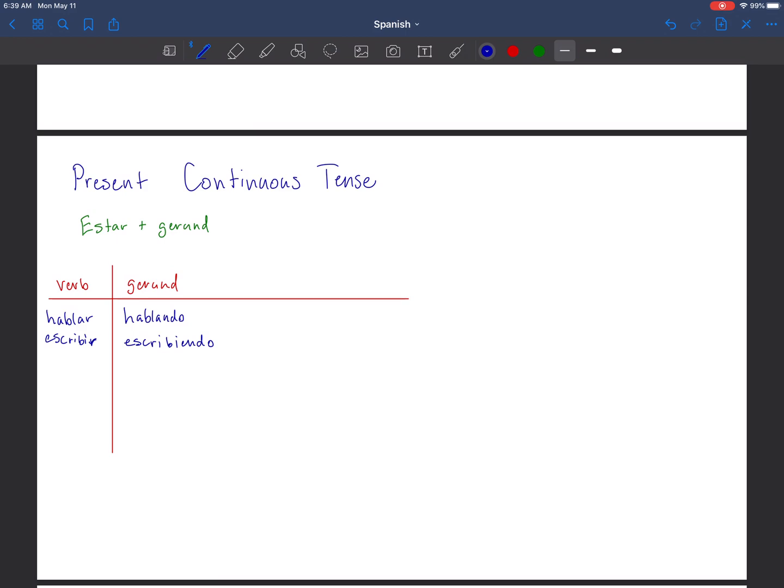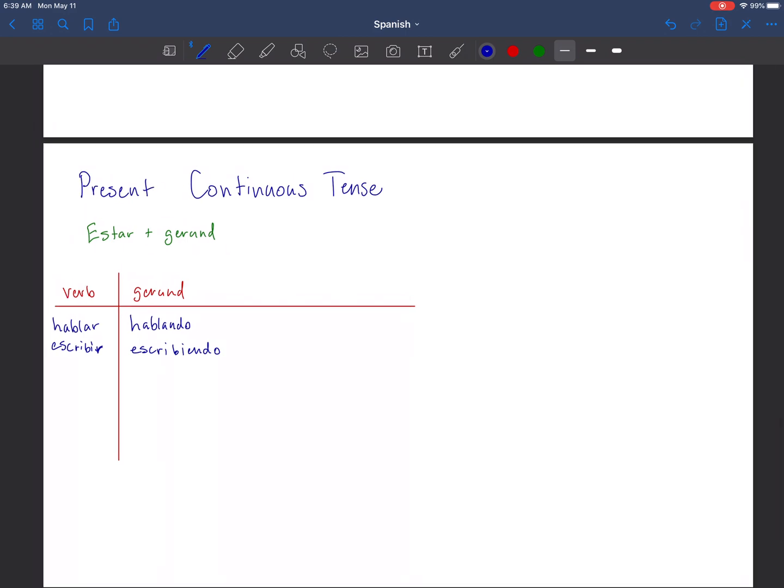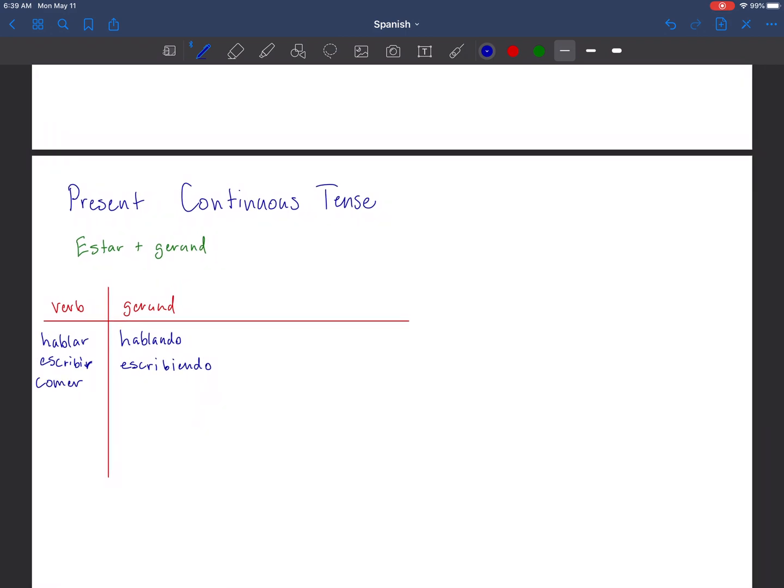What's an ER verb? I'm trying to think. Comer. I have a book that uses comer, so let's just use comer. Comiendo. So we can see that the IR and the ER verbs both have the same type of ending, but that AR verb has the ando. But if you have IR or ER, you're going to have iendo, right? And it's pretty simple, right? We know what we have to do. You have to remove the end of the infinitive, right? And you just add on the ando or iendo.